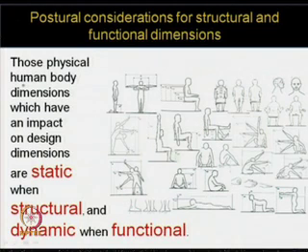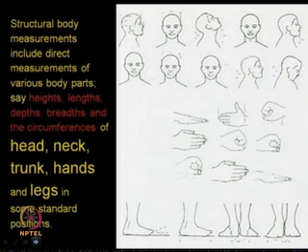Those physical human body dimensions which have an impact on design dimensions are basically the static, which we consider as structural, and dynamic with the functional aspects in consideration. Like in these figures, there are many static figures as well as dynamic considerations shown here. Now, how to measure all the things?